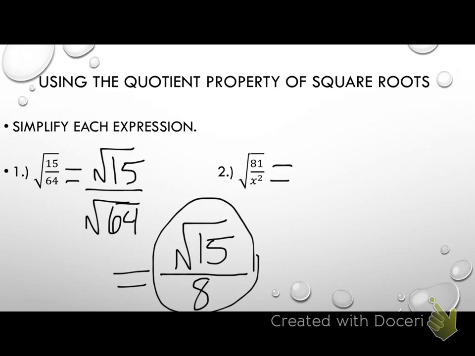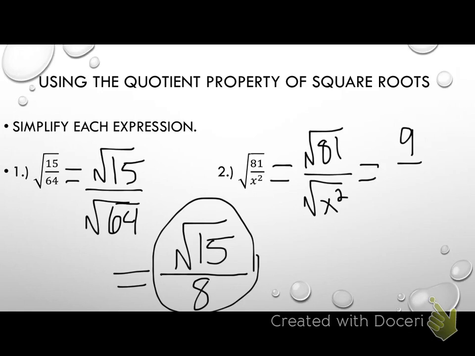Square root of 81 over x squared. Once again, our first step is to break it down to have our numerator under its own square root, the denominator under its own square root. Simplifying each radical, I'm asking myself, what's the biggest perfect square that goes into 81? Well, 81 is a perfect square itself. I can take the square root of it. Square root of 81 is 9, because 9 times 9 gives me 81.